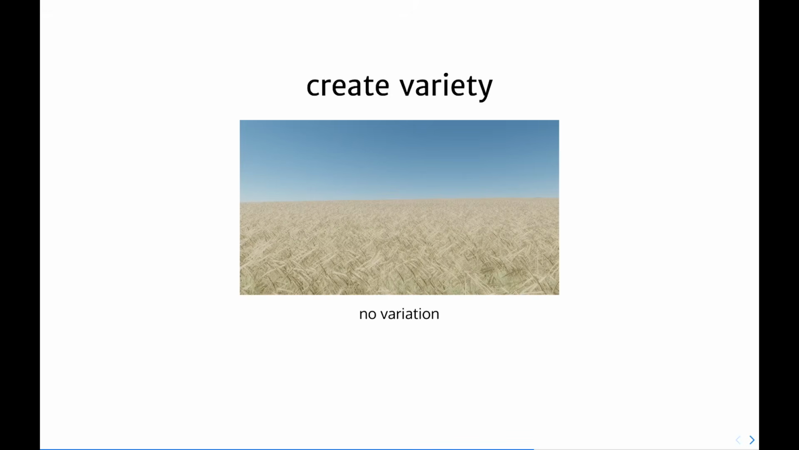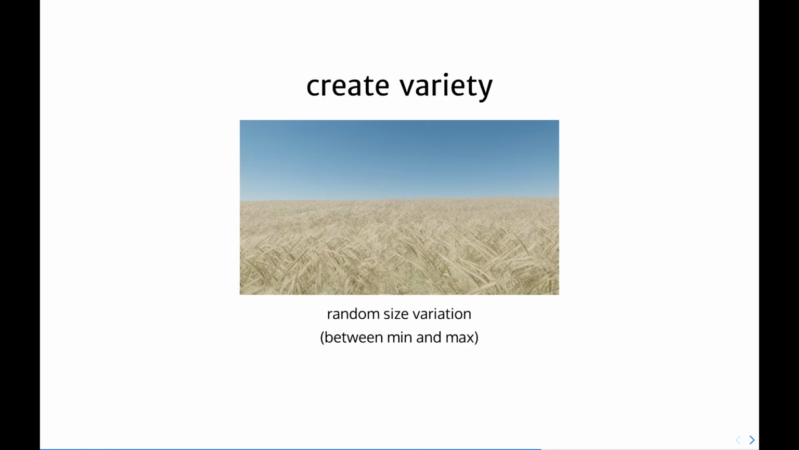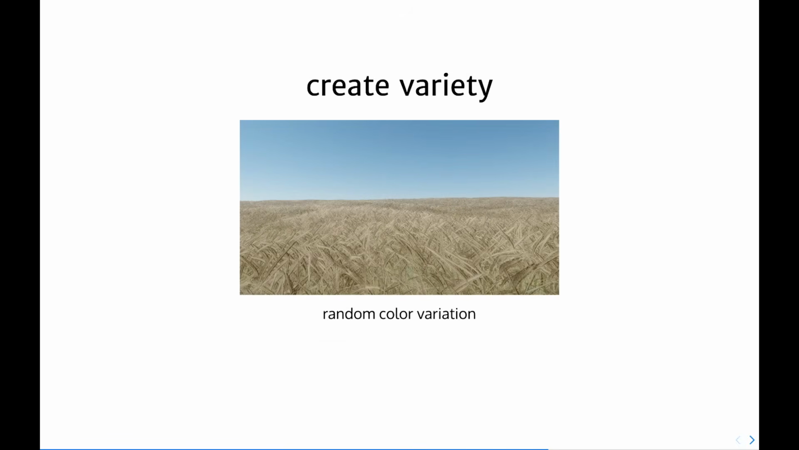You really want to create variety in your plants. Here, this wheat field has no variety. Everything's the same size and the same color, and it just looks a bit boring. Here we have random size variations. So we scale between a minimum size and a maximum size, more or less randomly. And then here we also add some color variation, because taller plants are usually older and drier, so they're a bit more yellowish, whereas smaller plants might be a bit more greenish and have a more pronounced color.